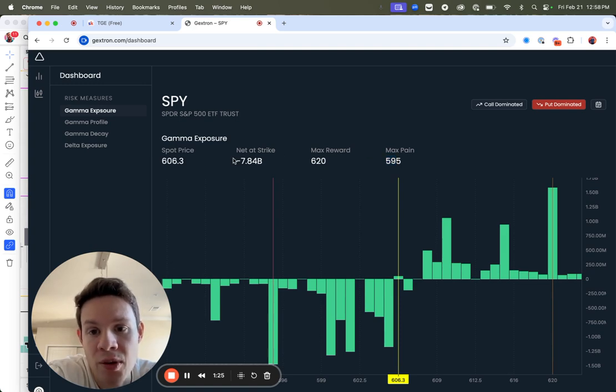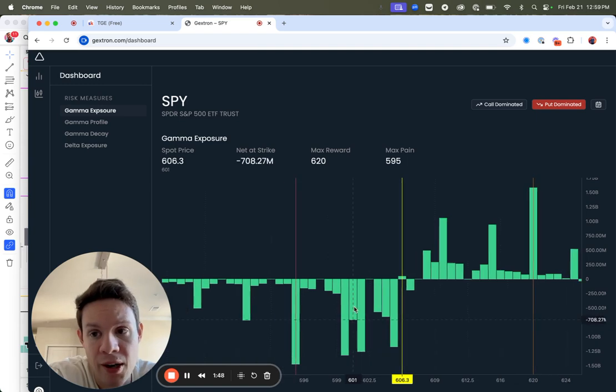I'm looking at the total net gamma exposure, which is really, really bad. Remember, negative 3 billion. If it's negative 3 billion, it's directionally biased to the downside. If it's 3 billion and above, it's directionally biased to the upside. And as of right now, the spot price, this was taken around 603, or 606.